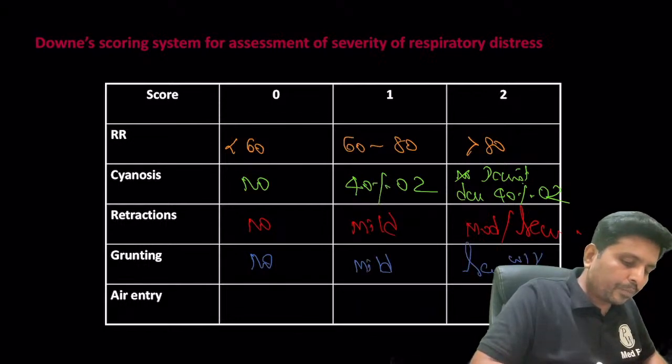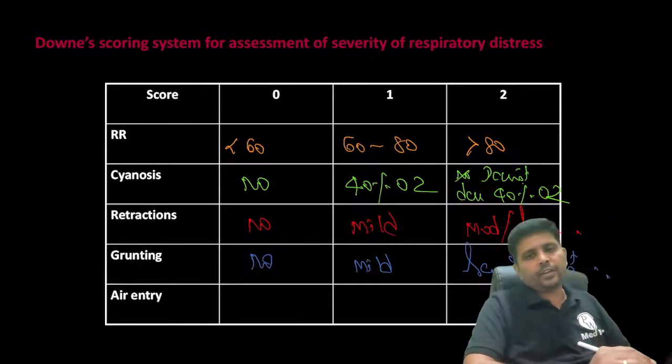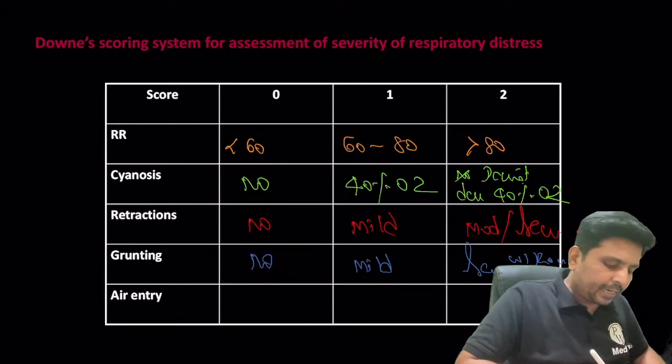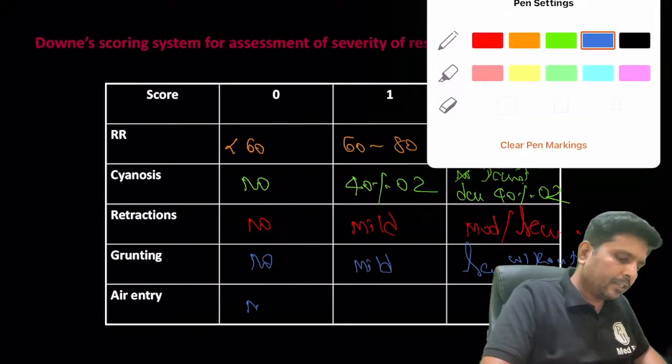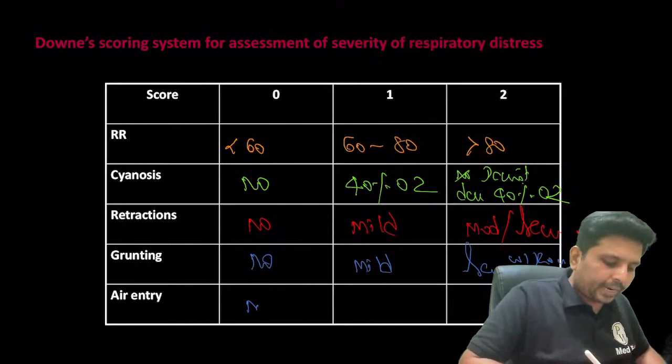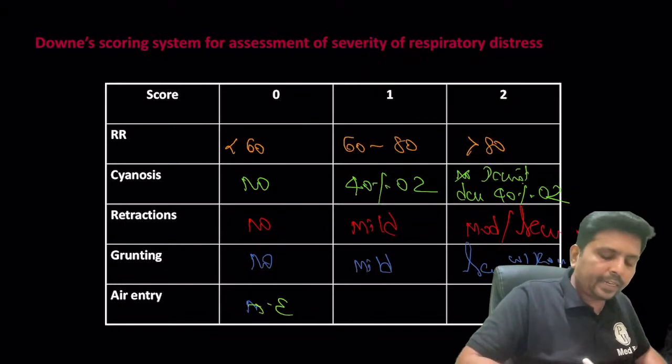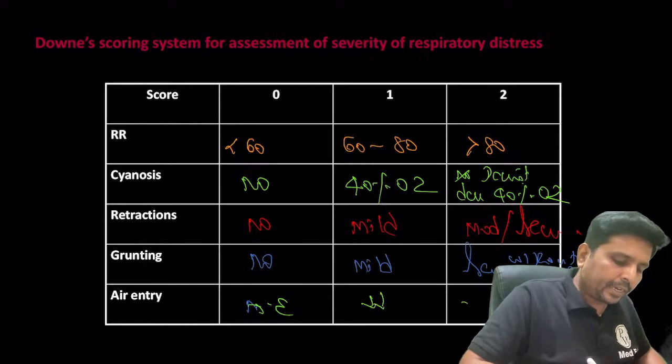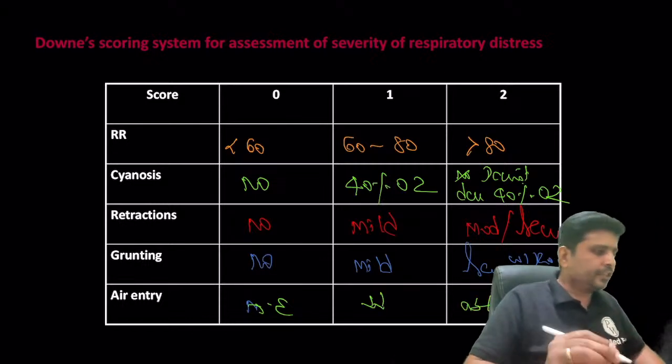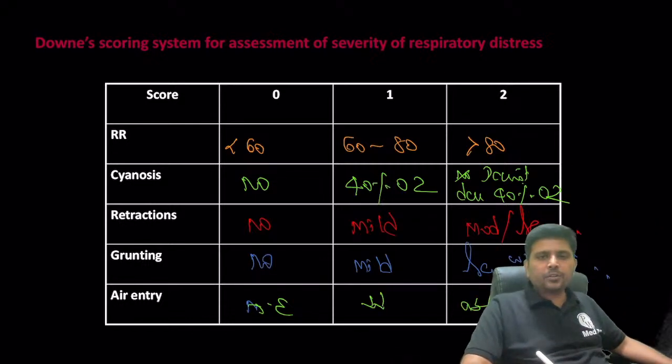Without stethoscope you can hear. That is severe grunting. Air entry: normal air entry, reduced air entry, absent air entry. This is with respect to Downes' score.